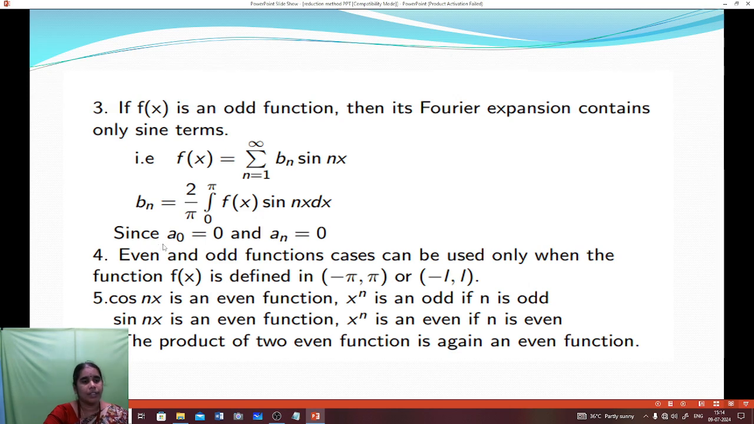Next, since a naught and an are zero, we are finding only bn alone, for the case of an odd function.